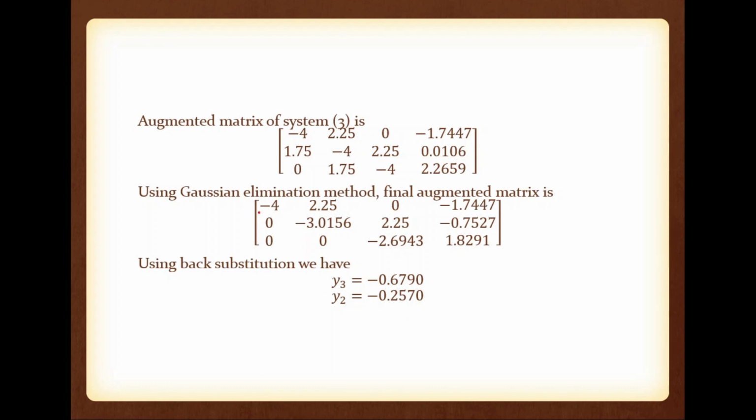Then take the first equation. First equation is minus 4y1 plus 2.25 y2 equal to minus 1.7447. So substitute the value of y2 into this one. Y3 here it is 0, so there is no need to substitute y3. So we have y1 is equal to 0.2920. Okay. So this one is a solution of the given boundary value problem.